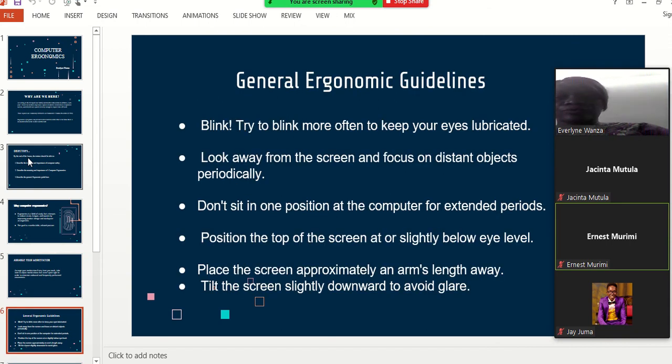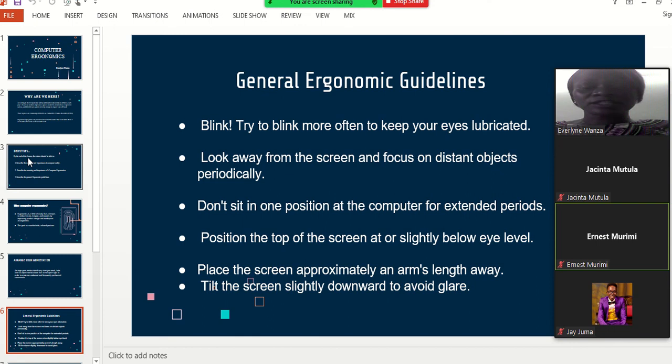Then when you're working with your computers, you are supposed to blink. Try to blink more often to keep your eyes lubricated. Then when you're working with your computer, you should once in a while look away from the screen and focus on distant objects periodically. As we study, I want you to start practicing that. Don't be looking at the screen. At least try to look away. Then don't sit in one position at the computer for extended periods.